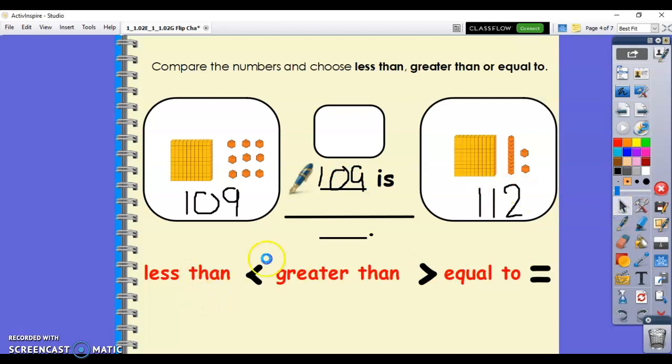is less than 112. I'll add in my symbol. Here's my less than symbol. 109 is less than 112.